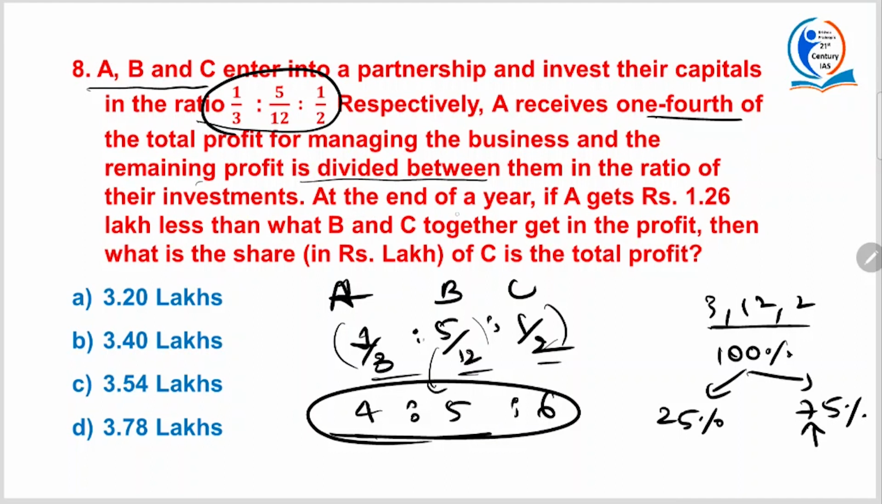And at the end of the year, A gets rupees 1.26 lakh less than what B and C together get in the profit. Then what is the share of C in the total profit?